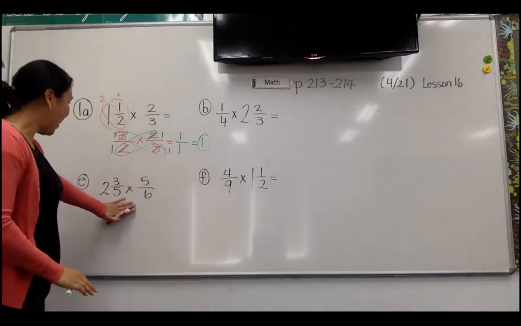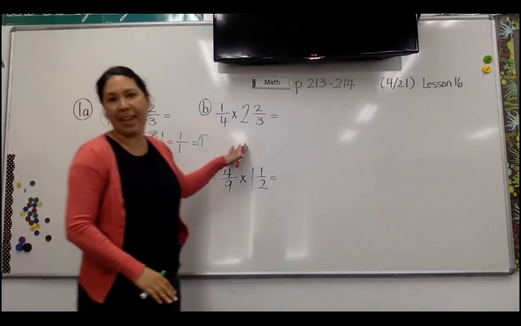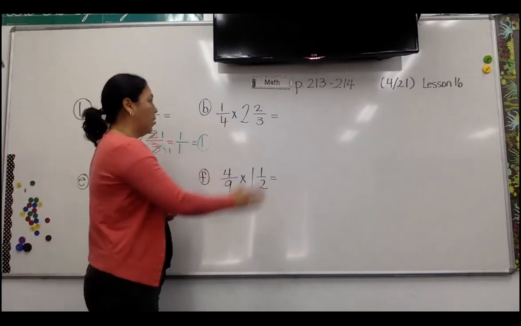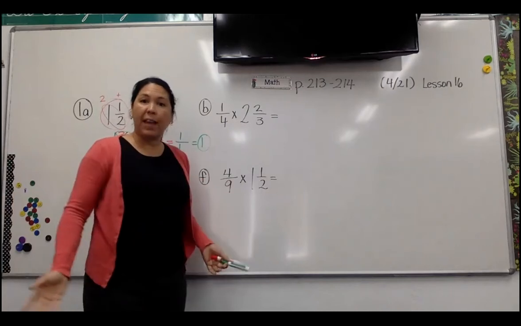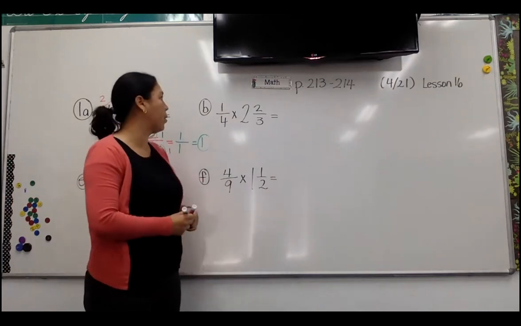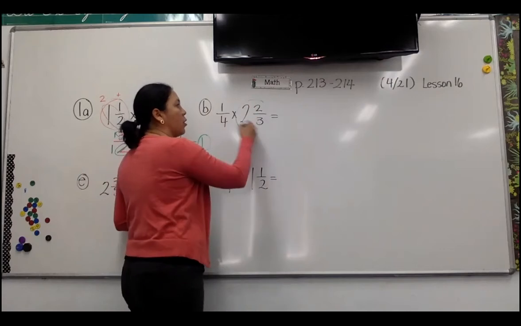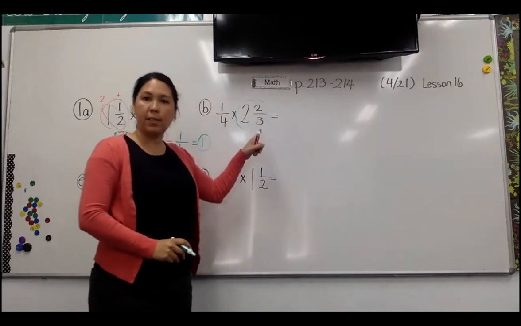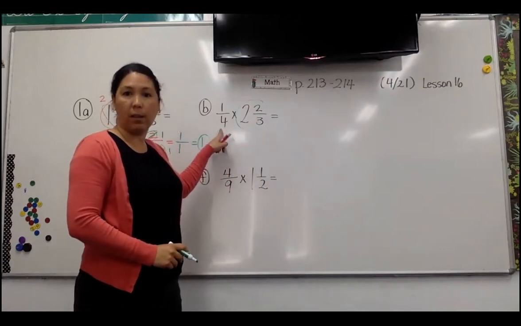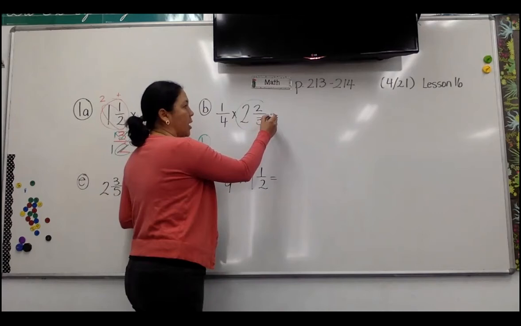All right, let's try 2B. First I want you to find the mixed number. Where's the mixed number? 1/4 or 2 2/3? That's right, 2 2/3 is my mixed number. So this is the one I'm going to change. This one I'll leave the same. So let's change it.